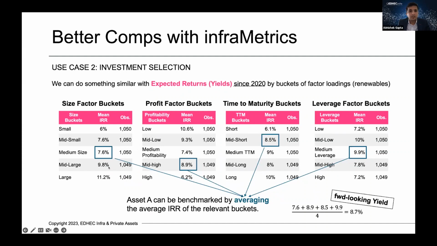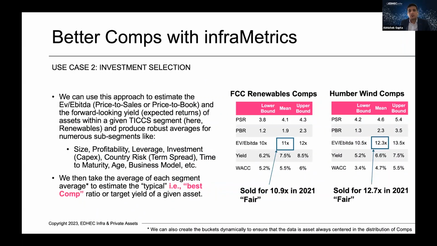So here, the same exercise is done by expected returns. And for asset A, you can determine what kind of average IRR you can expect by these different buckets that you are interested in. So the forward-looking yield is about 8.7%, just the average of these 4. So it's a very robust exercise, as you can see here, and there is no restriction on how many buckets you can create.